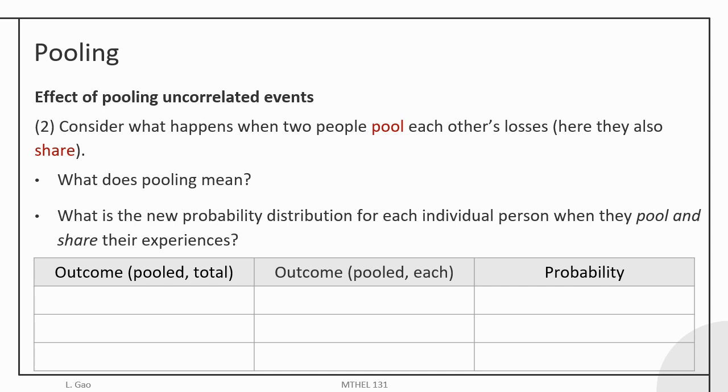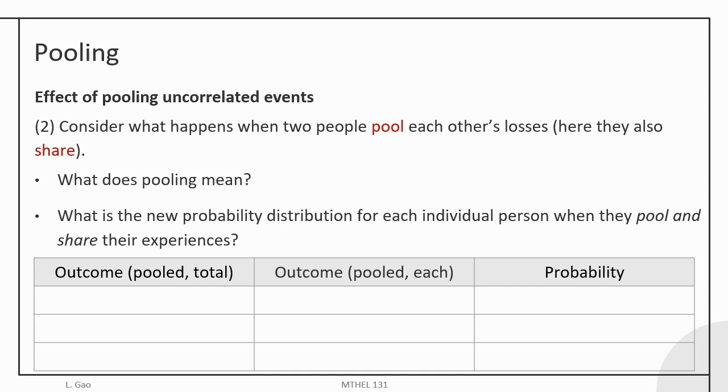And so here we have two people. They decide that if someone has a loss, they'll equally split the losses. So that's pooling and sharing. We want to create a new probability loss distribution for each individual person when they are doing this pooling and sharing, a loss distribution for the two people's losses. So we want to think about all of the possible outcomes between these two people and assign probabilities to each of those outcomes.